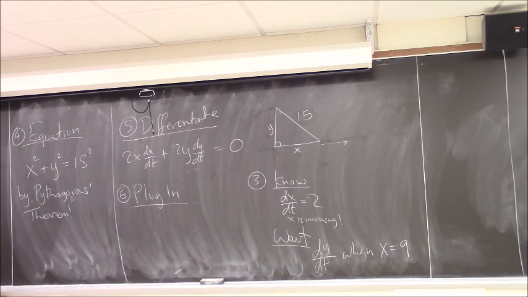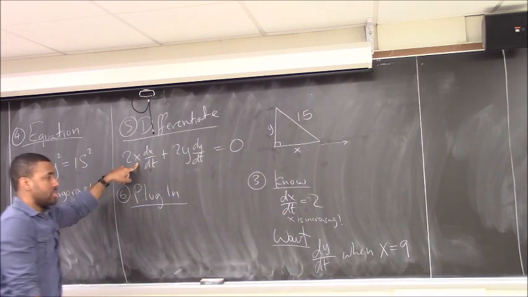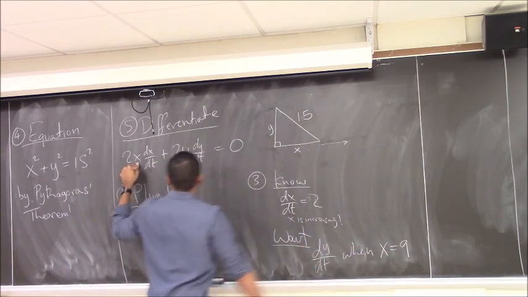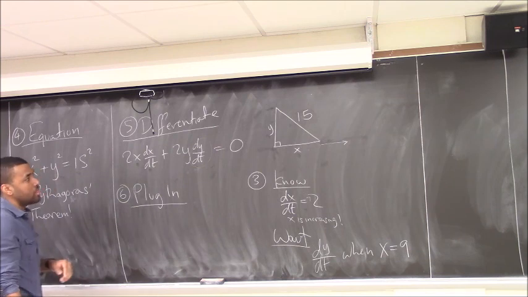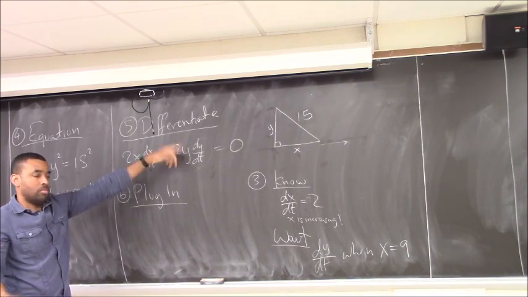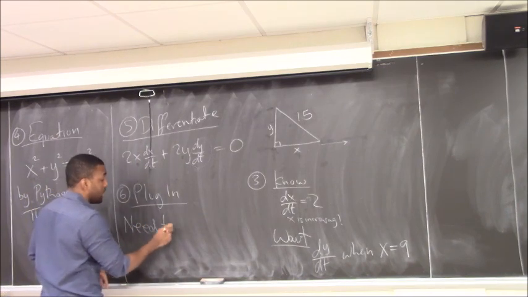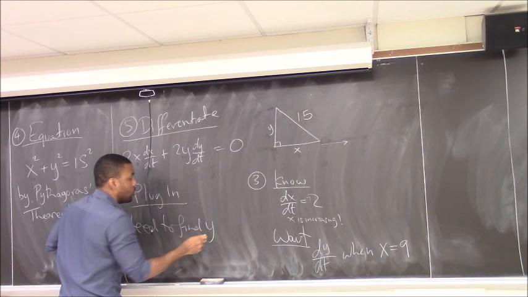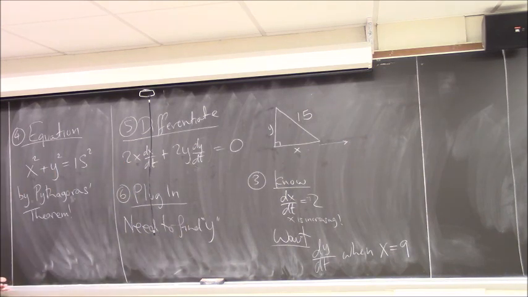At this point we can take account of what we actually know. I know the dx dt, that's 2. I know the x, that's 9. dy dt is what I want to find, so I'm not supposed to know that ahead of time. But what about the y? When you're plugging in, you realize we need to find y. We need to find the variable y.